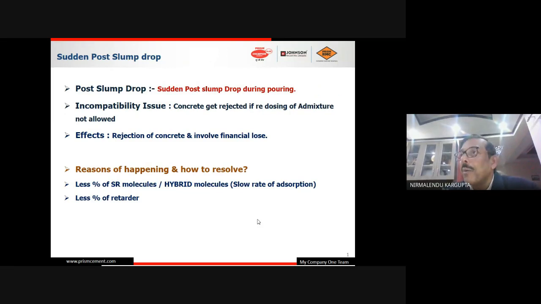सडन पोस्ट स्लम्प ड्रॉप, जैसा मैंने बताया था कि 2 घंटा तक था, लेकिन 2 घंटा तक था 180, 2 घंटा में 50 हो गया. This is called sudden slump drop. क्या होता है? लेस परसेंटेज ऑफ एसर मॉलिक्यूल्स, हाइब्रिड मॉलिक्यूल्स. फॉर्मुलेशन ही इसमें एक कारण हो सकता है, इसमें डिजाइन मिक्स उतना वो नहीं करेगा. ये फॉर्मुलेशन में, क्योंकि बाकी फॉर्मुलेशन में आ रहा है, आपका नहीं आ रहा है. तो लेसर परसेंटेज ऑफ एसर मॉलिक्यूल्स और हाइब्रिड मॉलिक्यूल और लेस परसेंटेज ऑफ सोडियम ग्लूकोनेट. सो इंक्रीज करो, आ जाएगा.